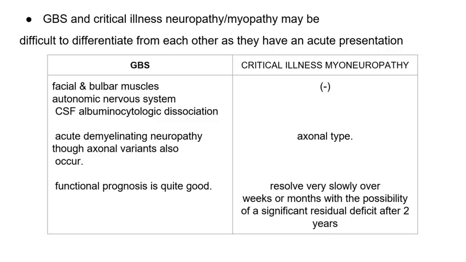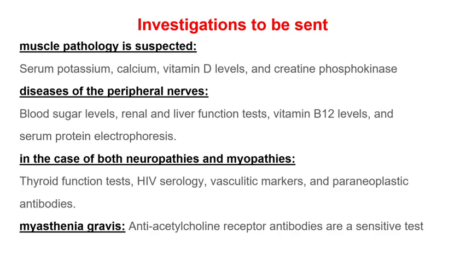In CIMN, they resolve very slowly over weeks or months, with the possibility of a significant residual deficit after 2 years also. So investigations that have to be sent when muscle pathology is suspected: serum potassium, calcium, vitamin D levels, and creatine phosphokinase.